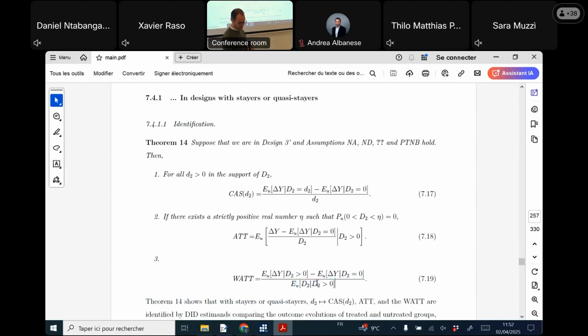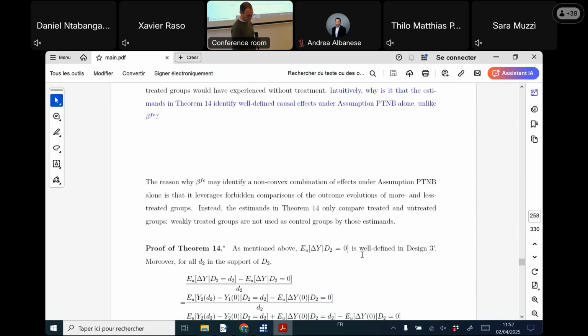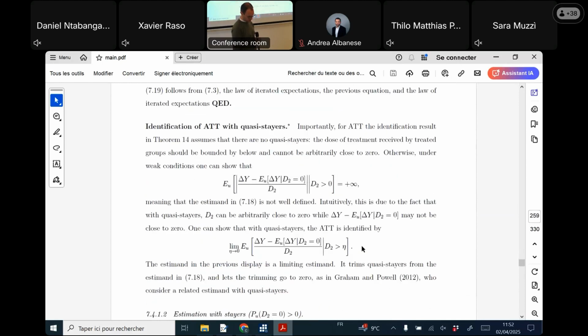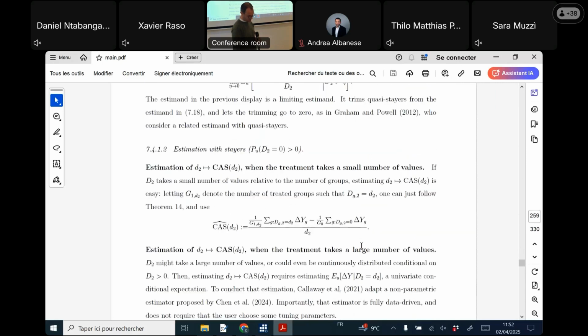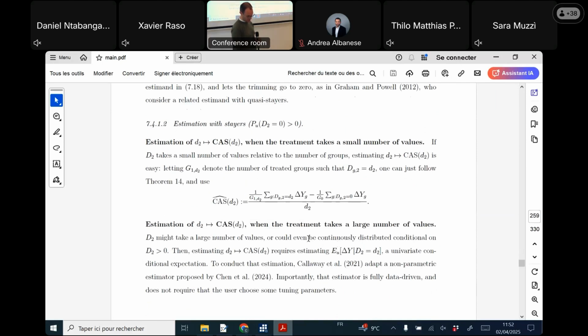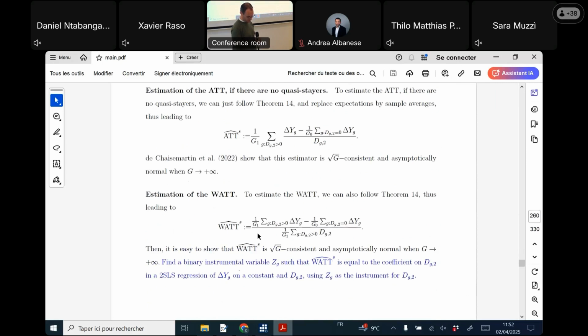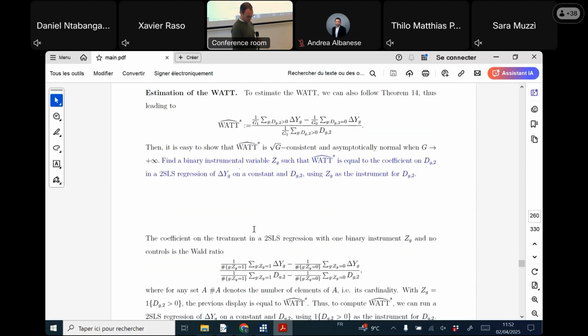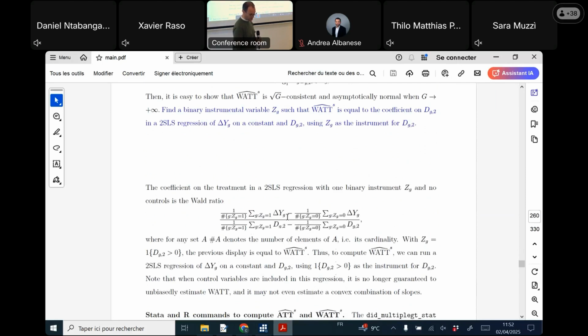Now, a nice thing about having stayers is that estimating this thing here is really straightforward. You just need to run a 2SLS regression of the outcome evolution delta YG on the treatment dose D2, but instrumenting the treatment dose D2 by an indicator for whether someone got a strictly positive dose at D2.